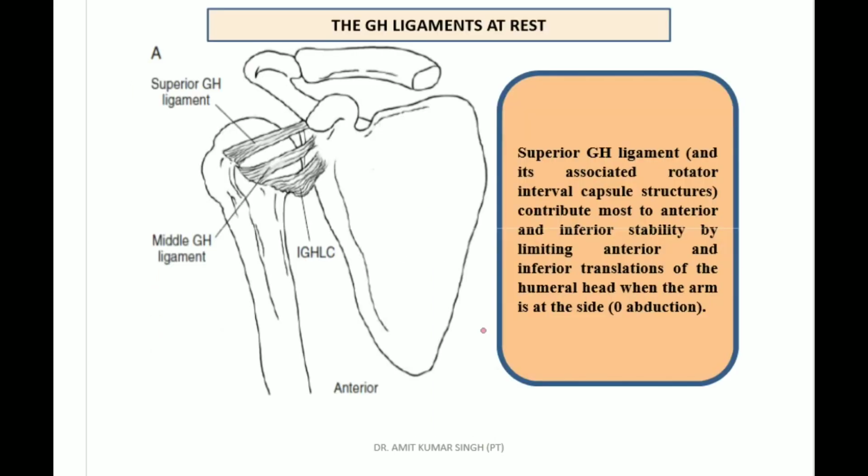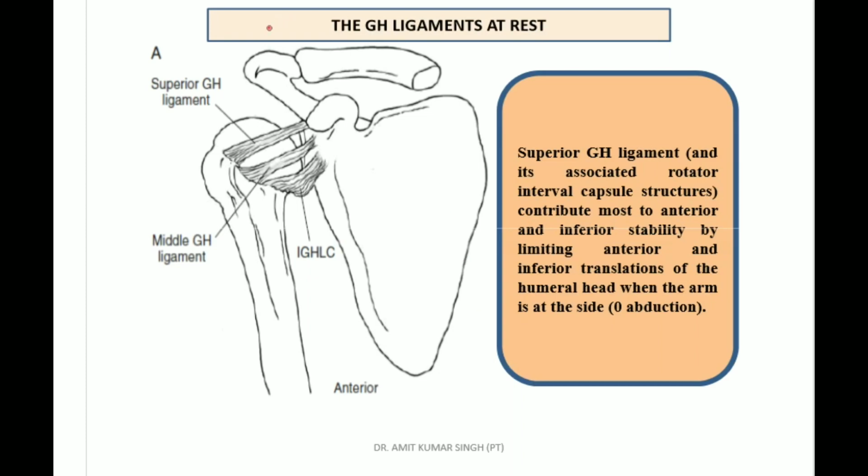Now here, via 4 to 5 diagrams, we are going to discuss which ligament is going to work in which position of the shoulder joint, meaning when our joint is at rest, or when it is at 45 degrees of abduction or 90 degrees of abduction with rotation, which can be internal or external. And during that time, which ligament is going to work and which type of function it is going to provide.